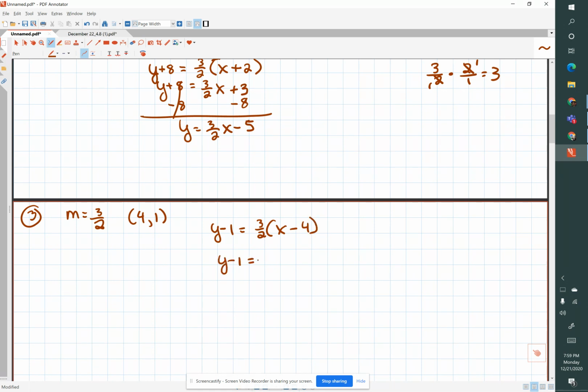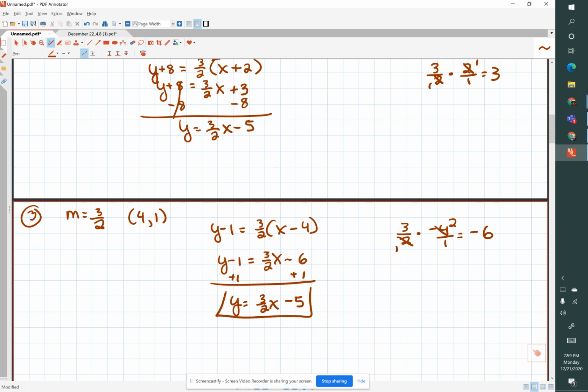Y minus 1 equals, we're distributing. Now, what's 3 over 2 times negative 4? Well, we can simplify that, and that will give us negative 6. Now we add 1 to both sides, and y equals 3 over 2 x minus 5.